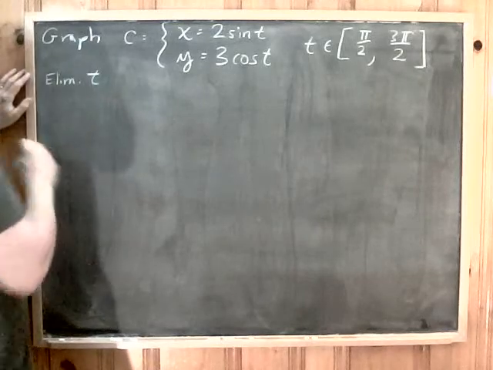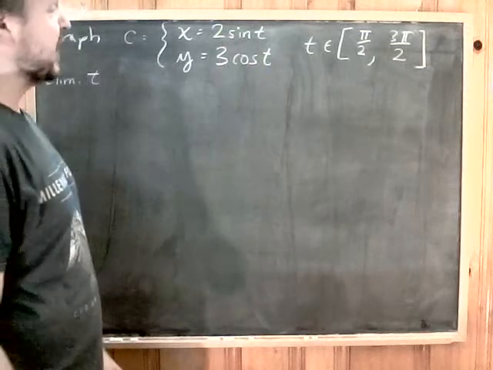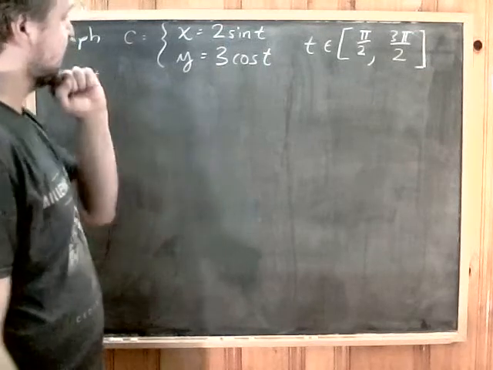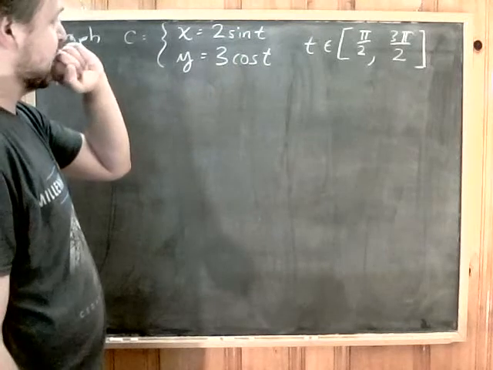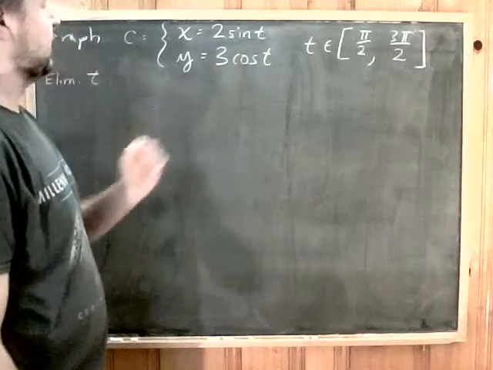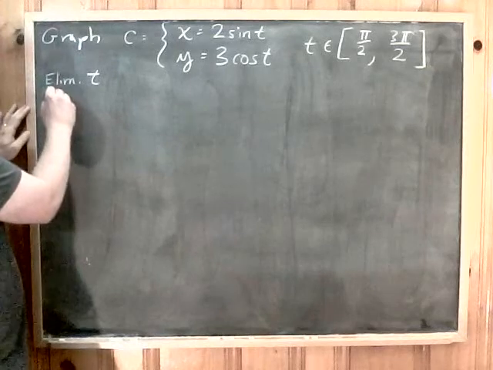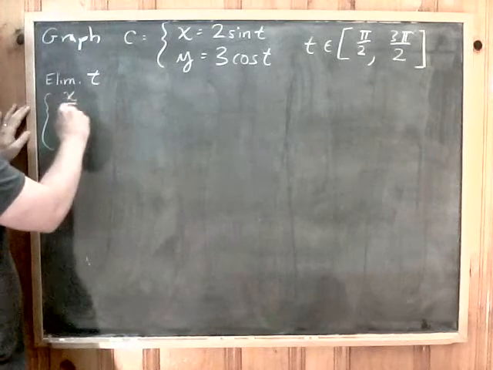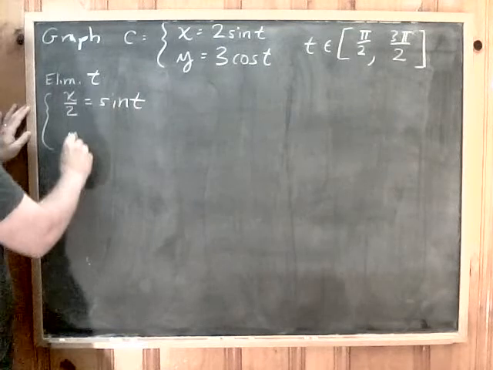Eliminate t. And when you have sines and cosines, here's how you do it. You want to take advantage of sine squared plus cosine squared equaling 1. It doesn't equal that yet, so I'm going to square both sides to get sine squared and cosine squared. But I'm also going to have to divide, so I could divide first. Slightly easier, I think. So first thing I'll do is divide both sides by 2 on the x equation and both sides by 3 on the y.